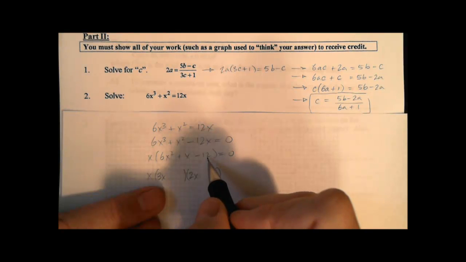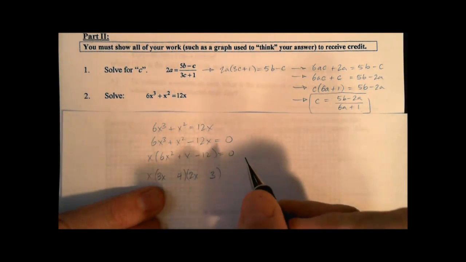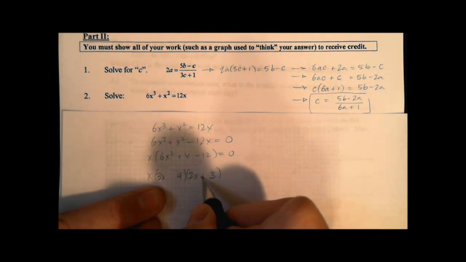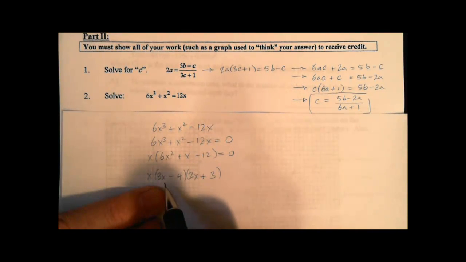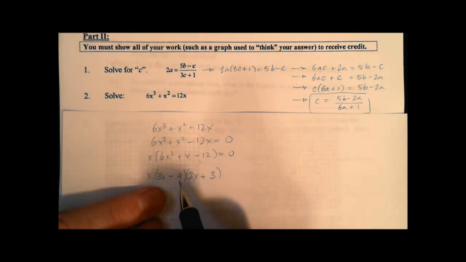Now that could be a 4 and a 3. I'm going to go with the 4 there and the 3 there. And I'm going to go with plus there and a minus there. Let's see if that works. 6x squared minus 12, wouldn't have put them down if I didn't, minus 8x plus 9x plus x, that works.